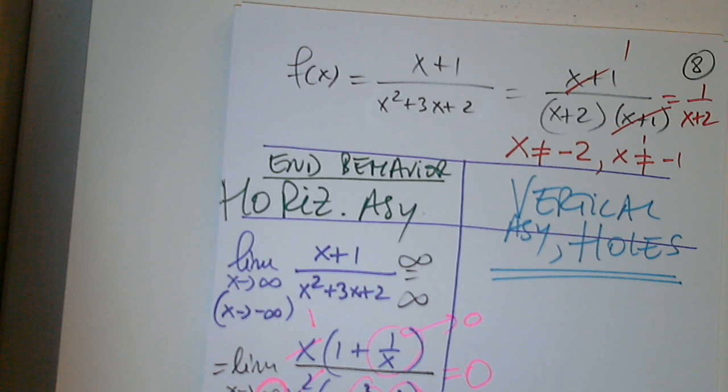The factor that goes away is a hole in the graph because the function is still undefined at -1. Because this is not the function we're talking about. This is the function we're talking about. And this function is undefined at -1.